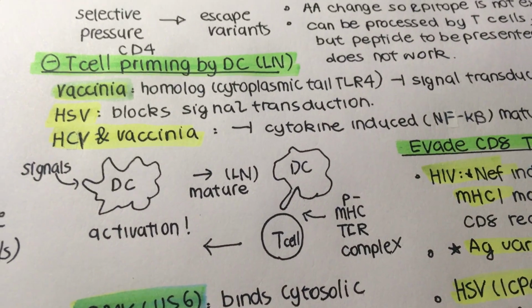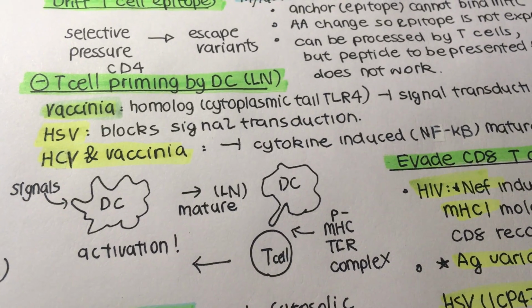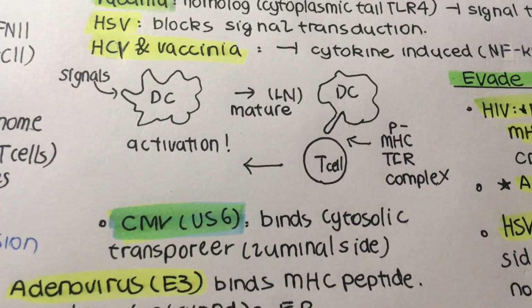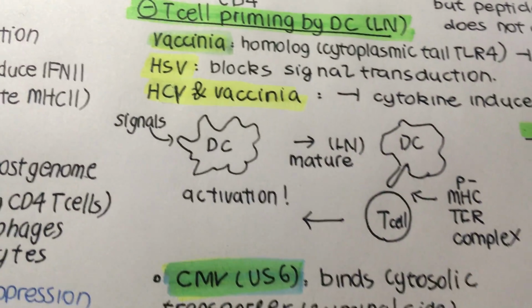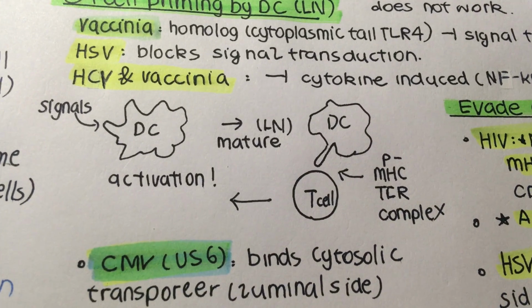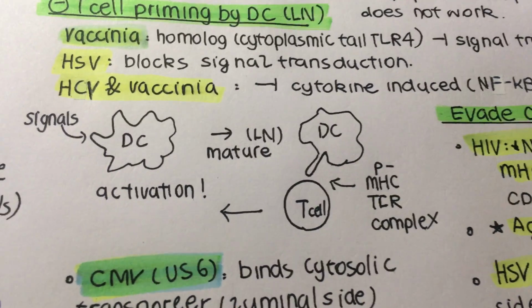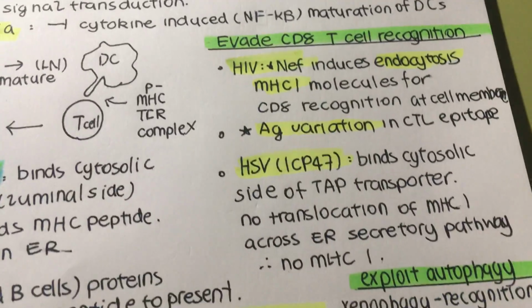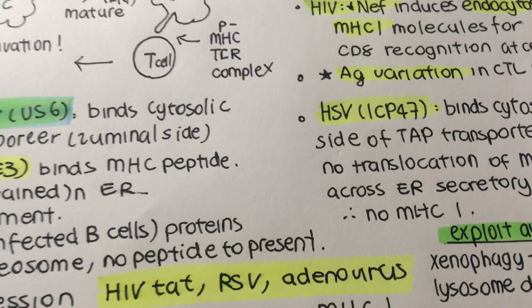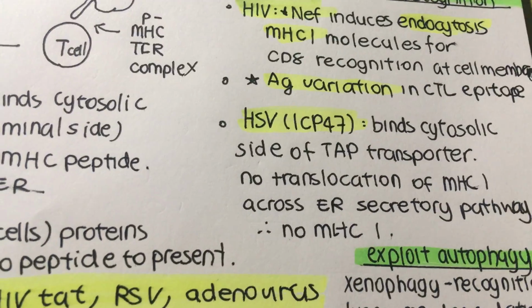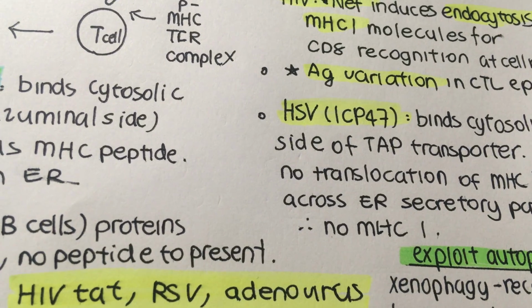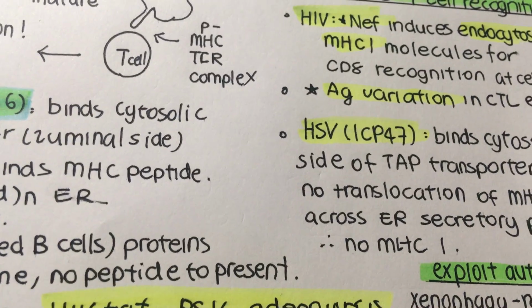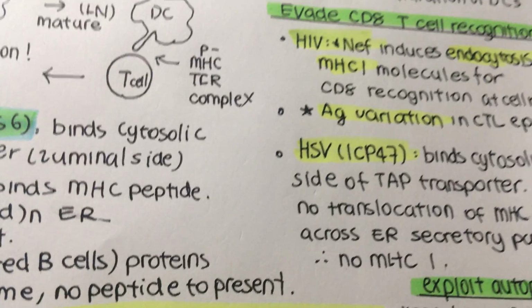Cytomegalovirus uses protein US6 to bind to the cytosolic side of the TAP transporter necessary for transporting the MHC peptide complex from the endoplasmic reticulum to the cell membrane. And by doing this, no T cell recognition. HSV ICP does the same thing, but it binds to the cytosolic side of the TAP transporter, sorry.